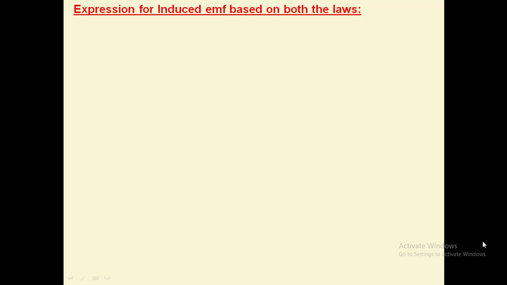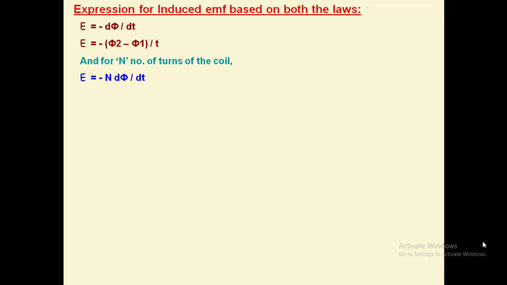Expression for induced EMF based on both the laws. Now, induced EMF E is equal to minus d phi by dt. Here d phi by dt is represented by Faraday's second law, and the minus sign is represented by Lenz's law. So E equals minus (phi 2 minus phi 1) by t. And for n number of turns of the coil, induced EMF E is equal to minus n d phi by dt.